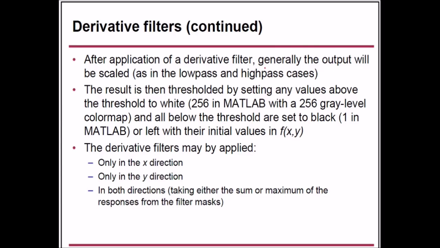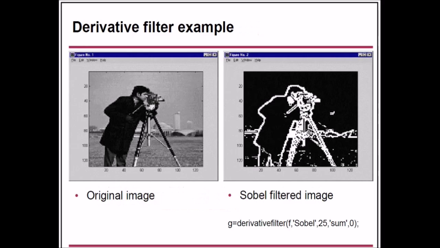After application of this derivative filter, generally the output will be scaled, as in the low pass and high pass cases. The result is then thresholded by setting any values above the threshold to white, that is 256 in MATLAB with the 256 gray value color map, and all values below the threshold are set to black, that is 1 in MATLAB, or left with their initial values in f(x,y). The derivative filters may be applied only in the x direction, only in the y direction, or in both directions, taking either the sum or the maximum of the responses from the filter masks.